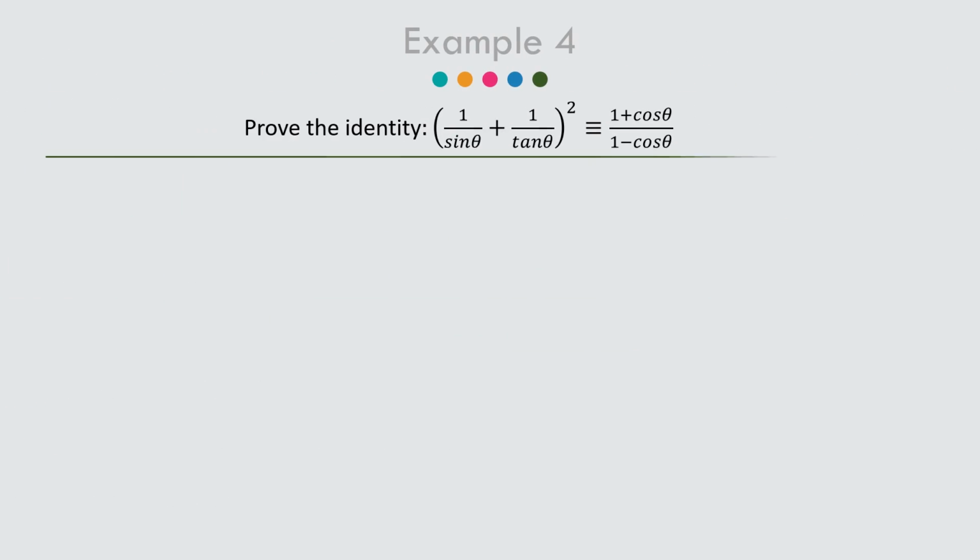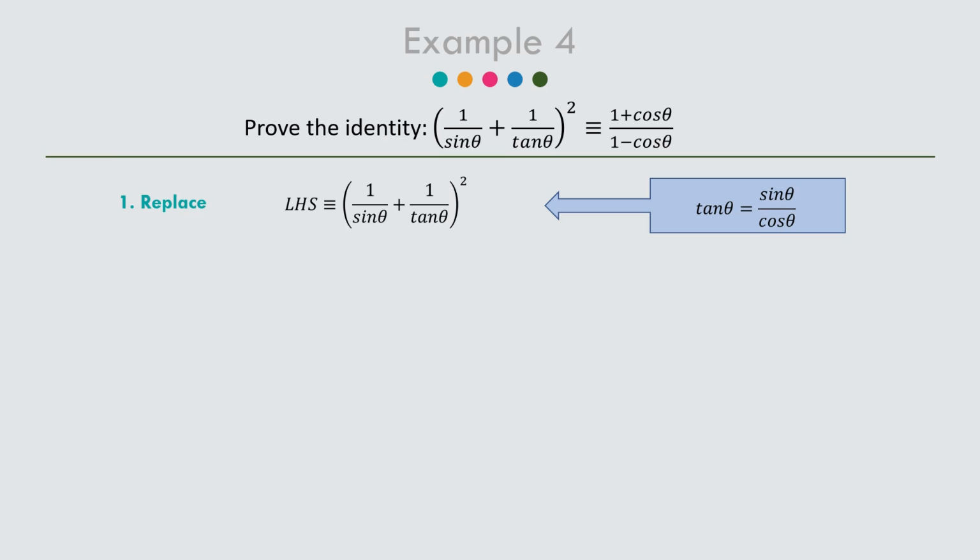In this example, we are asked to prove the identity that 1 over sine theta plus 1 over tan theta all squared is equivalent to 1 plus cos theta divided by 1 minus cos theta. Once again, we're going to take the left-hand side of the identity. Notice again that on the right-hand side of our equation, it is only cos. There is no tan or sine. This means the first thing I'm going to do is eliminate the tan theta. And I know that tan theta is sine theta over cos theta.